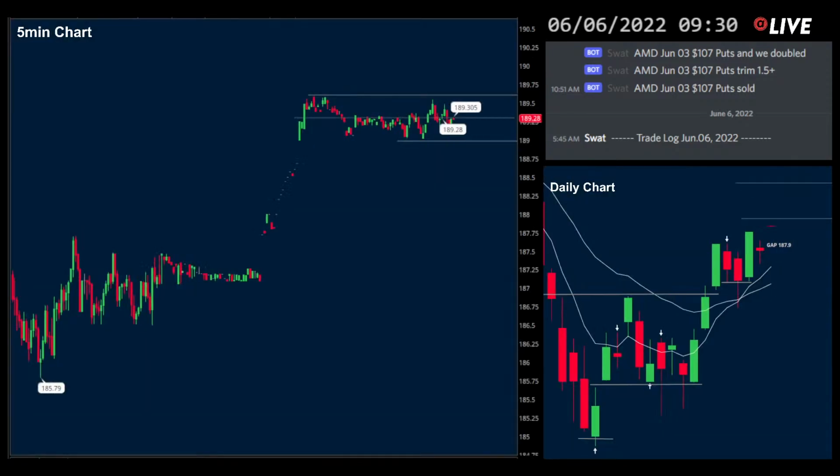So the market opened with some gap up to start the morning. AMD, NVDA, Tesla, they are bouncing. Apple bouncing. Facebook bouncing. So we have some bounces here. AMD very, very strong. AMD has been a beast lately.